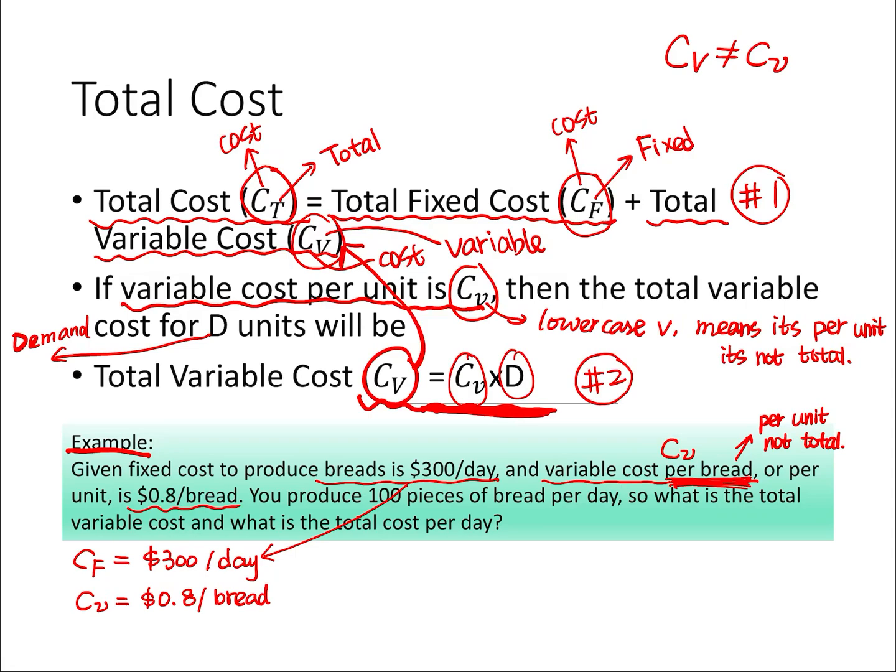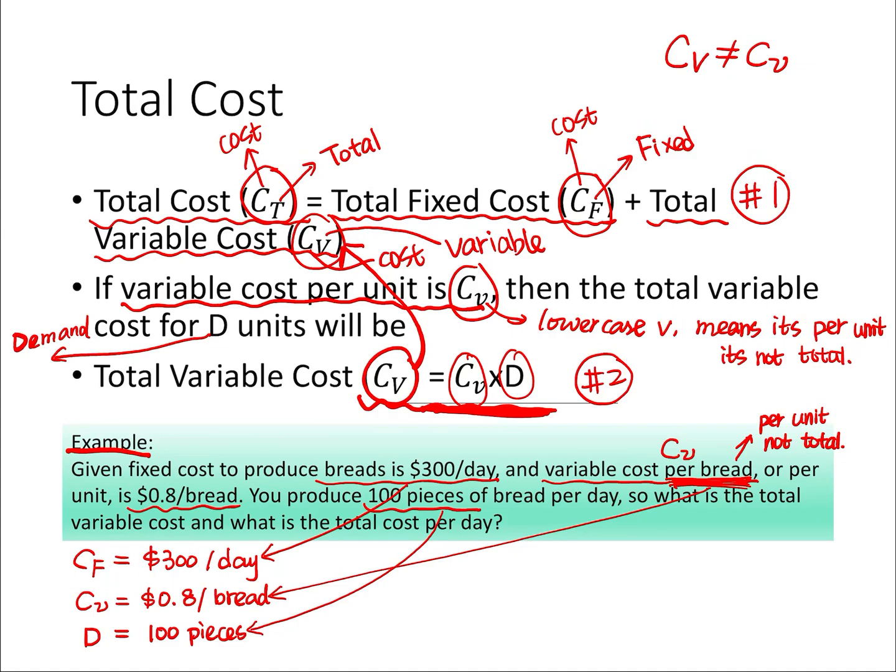Okay. You produce 100 pieces of bread per day, and we assume that you can sell all of them. So this 100 pieces is your demand, is your D. So you can write D is 100 pieces. Okay, let me show you these arrows so you know where it's from.